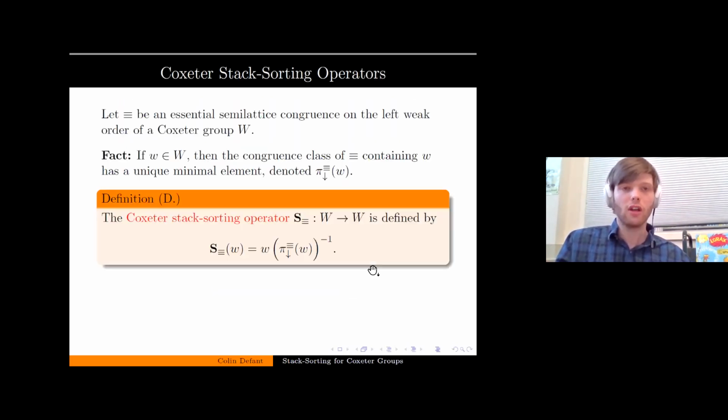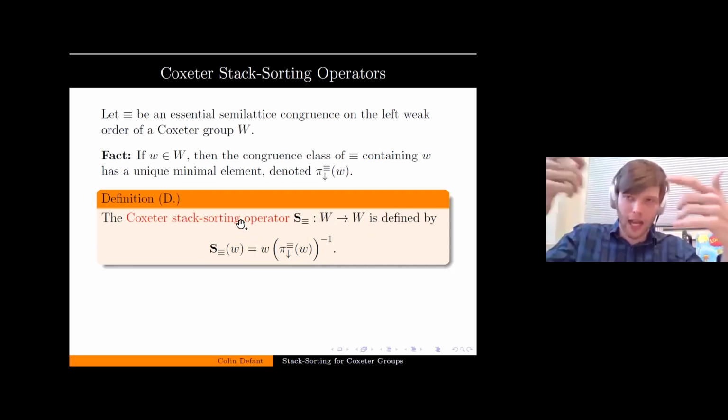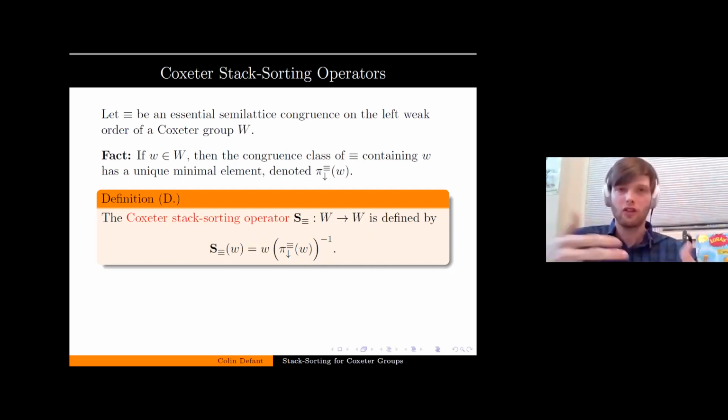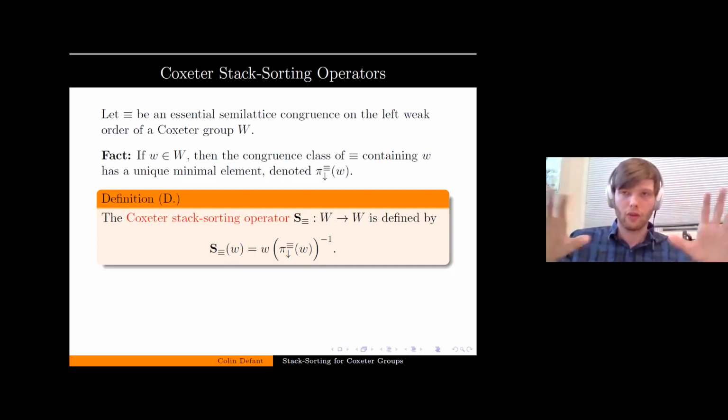And so now my definition is the Coxeter stack sorting operator, S sub equiv. This is from W to W. It's this map defined by saying S sub equiv of W is W times the downward projection of W inverse. And the multiplication and the inverse here are obviously taking place in the Coxeter group. And so this is my definition. Notice that this depends on the choice not only of the Coxeter group, but also of the essential semi-lattice congruence. So there's a lot of freedom in the choice here when you're picking one of these things.